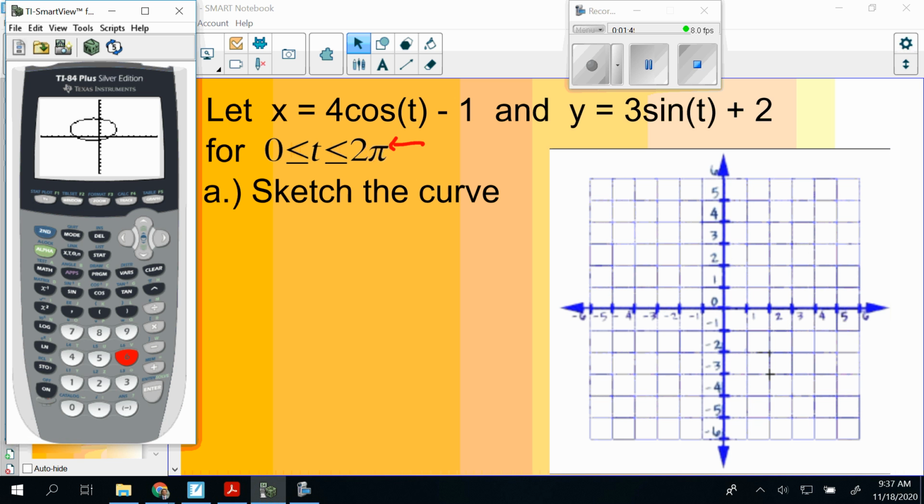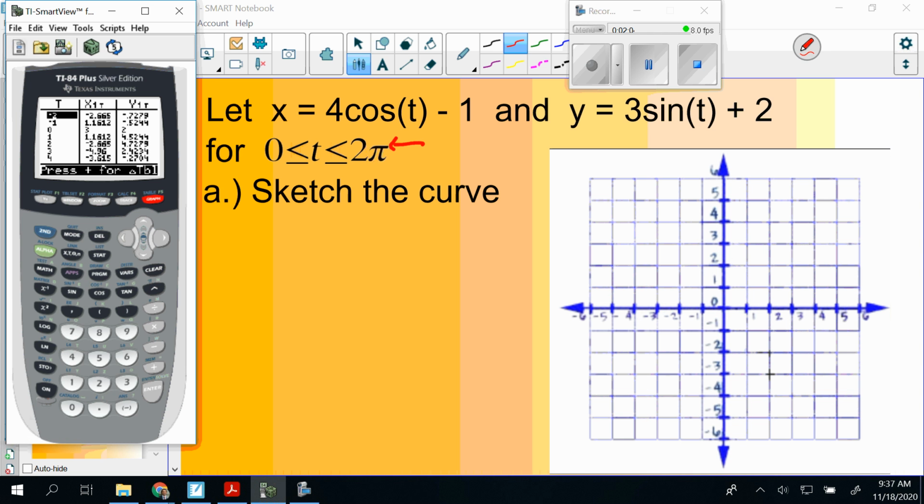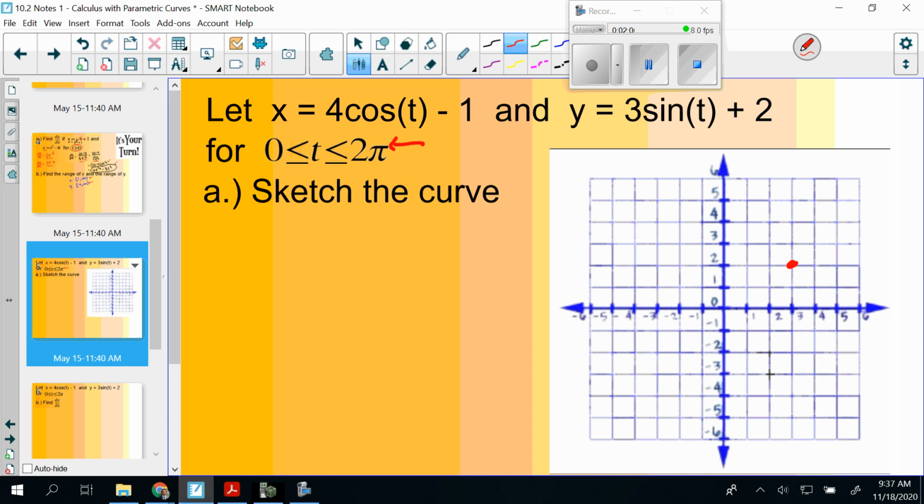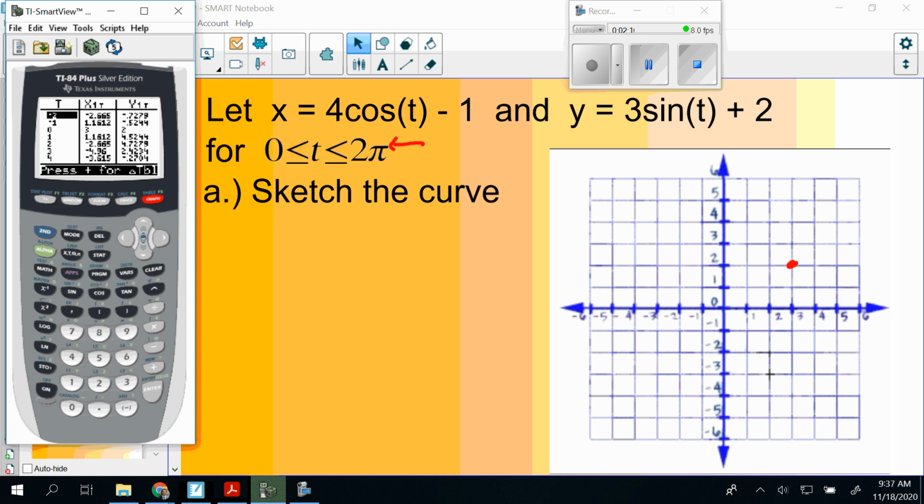So we want some points now to graph this. Let's go to our table and see if we can find some points here. Now you can see at 0 there is a point here at 3, 2. So we know 3, 2 is a point. The rest of our points are not very good for graphing here, but that's because we're going by ones. And if we're dealing with 0 to 2 pi, it must mean we want to have our table go by things with pi.